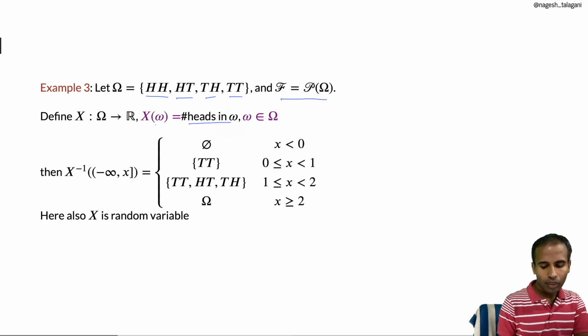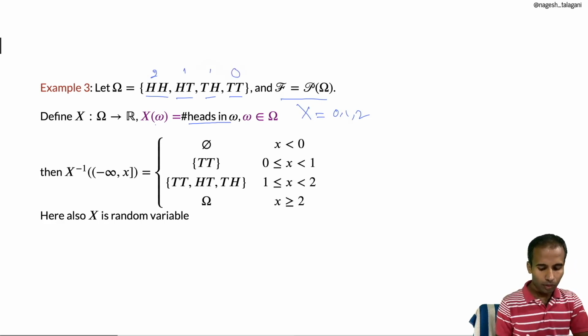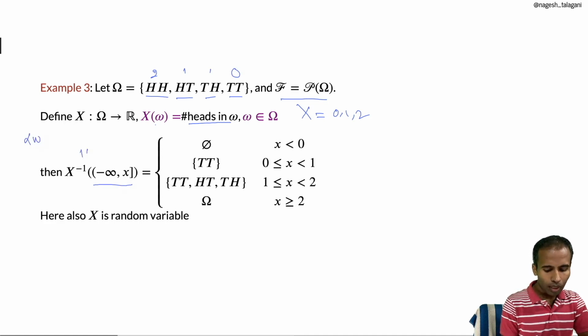So X can take the values 0, 1, 2. This is the range of this function. That means head head will be quantified to 2, head tail will be quantified to 1, this also 1, and this is going to be 0, right? So now to verify if it is a random variable, we look at the inverse image of the interval minus infinity to x. We know what it means: all outcomes in the sample space for which the number of heads is in the interval minus infinity to x.